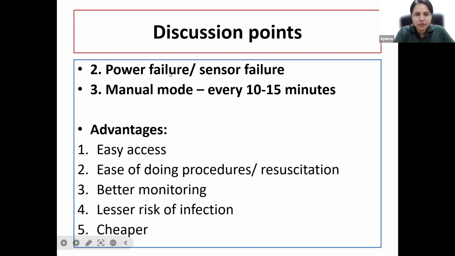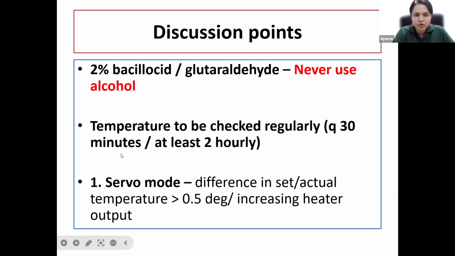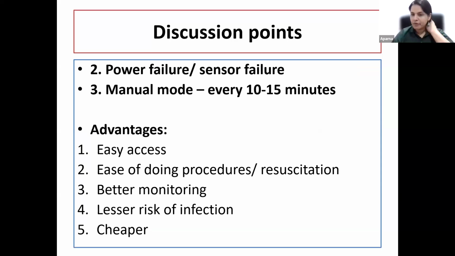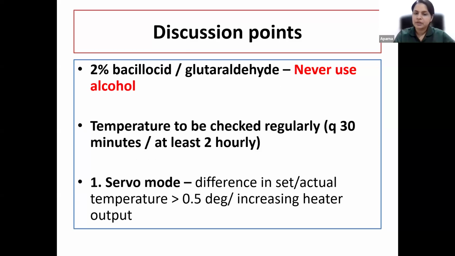So these are the different common alarms that we have. Number one is in the servo mode, when there is a difference in the set and the actual temperature of the newborn by more than 0.5 degrees Celsius, or when there is increasing heater output, especially when we are using high heater output for more than 10 minutes, the machine alarms. Next is when there is a power failure, electricity supply failure, or a sensor failure, or per se in the manual mode, the machine will alarm every 10 to 15 minutes.